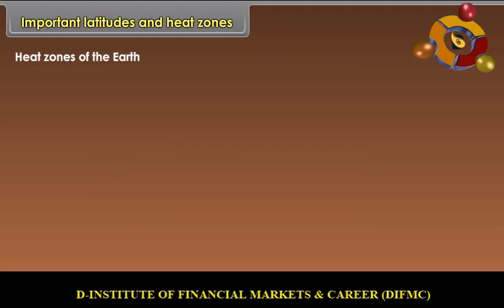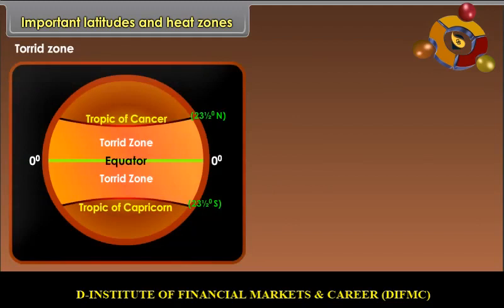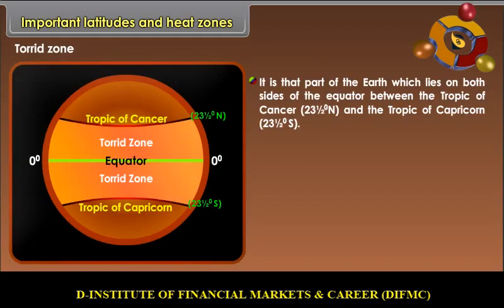Heat zones of the Earth. The important zones of the Earth are the following: Torrid Zone, Temperate Zone, Frigid Zone. Torrid Zone. It is that part of the Earth which lies on both sides of the equator between the Tropic of Cancer, 23.5 degree north, and the Tropic of Capricorn, 23.5 degree south. Torrid Zone is the hottest part of the Earth.